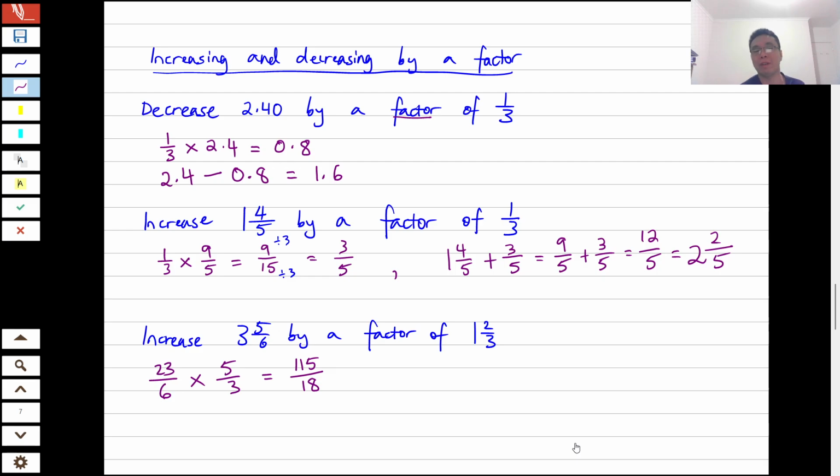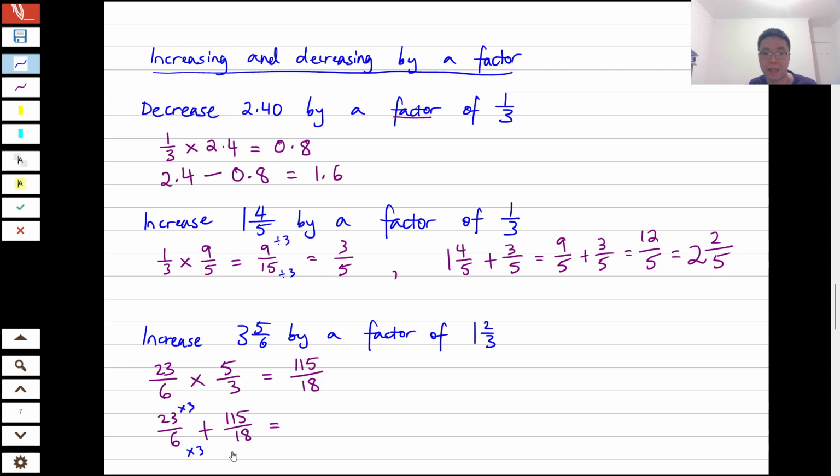And I'm not going to commit to converting to a mixed number just yet because I need to add this back to 3 5/6. So 3 5/6 is the same as 23 on 6. So if I add 115 on 18, it's pretty large, isn't it, these numbers? So normally you would use a calculator.